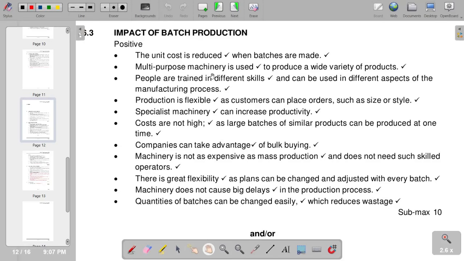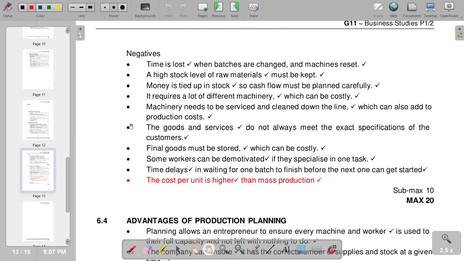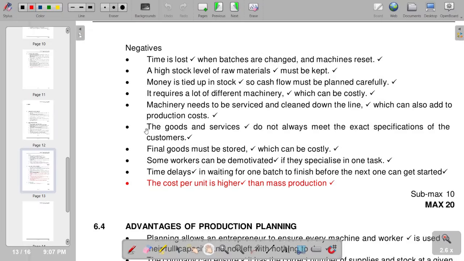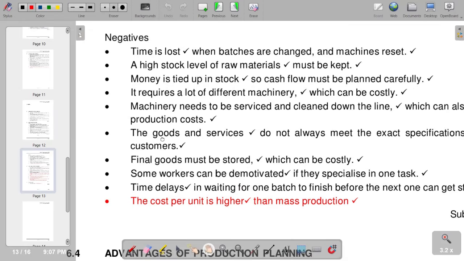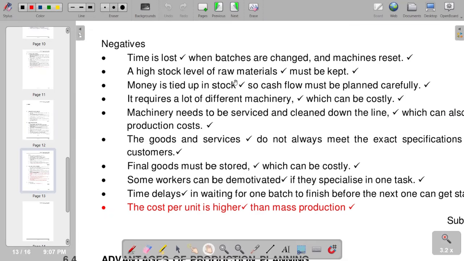So going back to impact of batch production, we did look at positive impact of batch production, whereby we went through these points. But of course, we also have the negative part, that is the negative impact of batch production, which we have also the points as listed there, whereby the first point is that time is lost when batches are changed and machines reset. On the second point, a high stock level of raw materials must be kept. Third point, money is tied up in stock, so cash flow must be planned carefully. So these are the points in terms of the negative part.